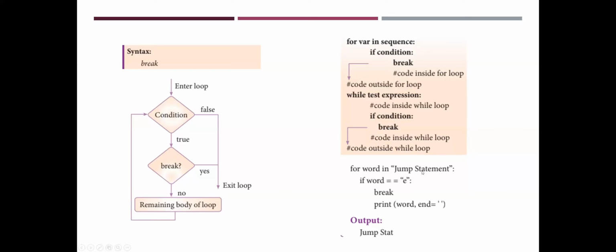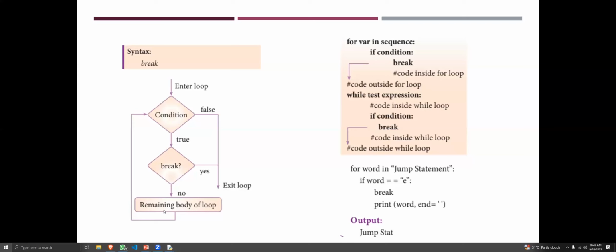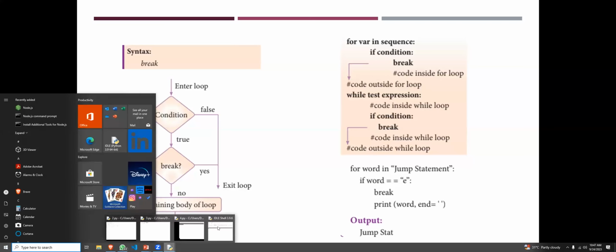JUMP space STA. Now here, after this T we are having E, so the condition is checked: word is double equal to E. So now it gives us E is double equal to E. Therefore it breaks. So it comes out of the loop and the for loop will be terminated. So the output will be a jump state. After this E, it will not have any remaining code because the loop has been terminated. I will explain this in an example.